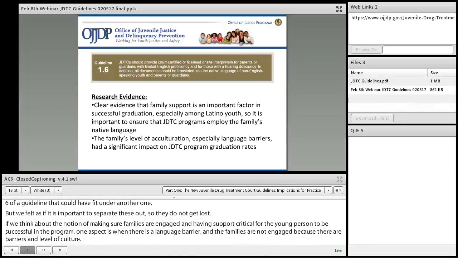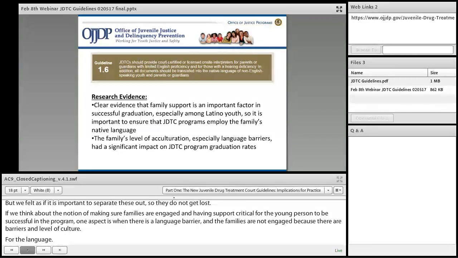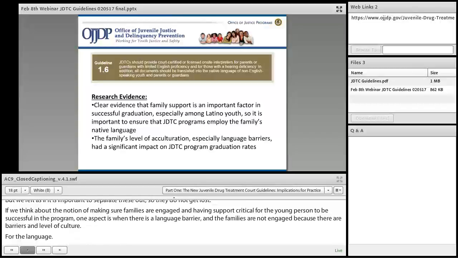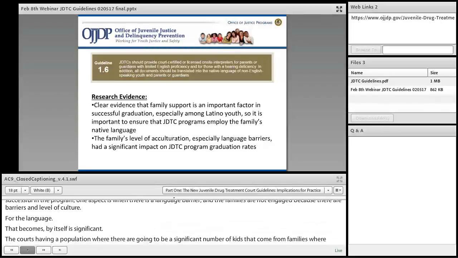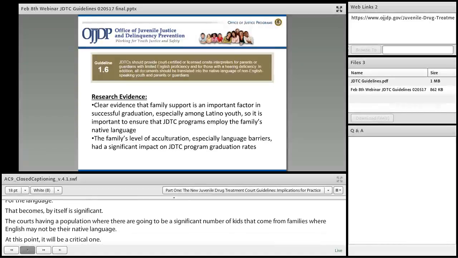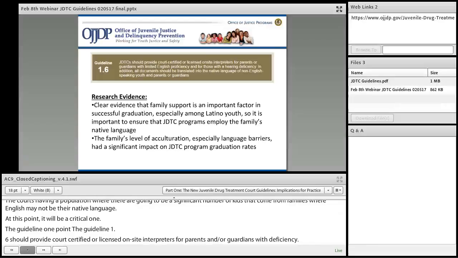So for the courts that have a population where there are going to be a significant number of kids that come from families where English may not be the native language, this point is going to be a critical one. And so Guideline 1.6 is that the Juvenile Drug Treatment Court should provide court-certified or licensed on-site interpreters for parents or guardians with limited English proficiency, and for those with a hearing deficiency as well. And in addition, all documents should be translated into the native language for the youth and the parents or guardians.